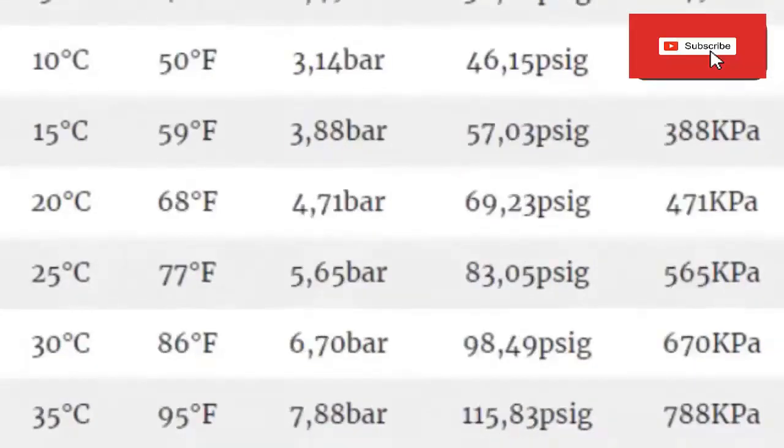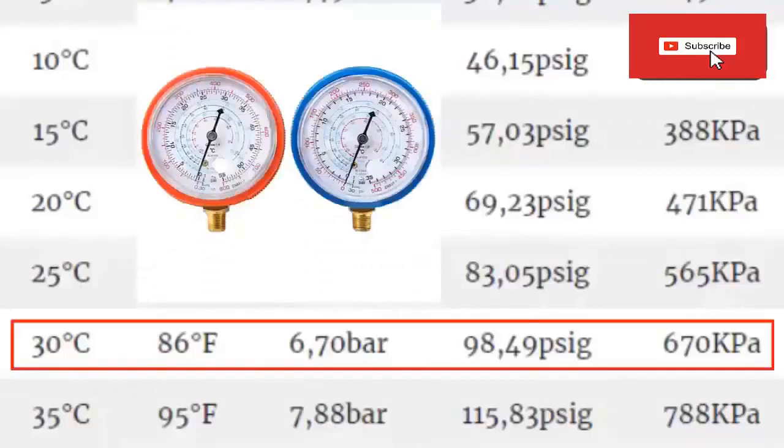In some cases it is useful to know the pressure of the equipment when it is turned off, in the high pressure or the condenser. Let's go see them. For an outdoor environment temperature of 30 degrees C, the equipment turned off at this temperature has a manometric pressure, both high and low, according to the table of 6.70 bar, equivalent to 98.49 psig or 670 kilopascals.